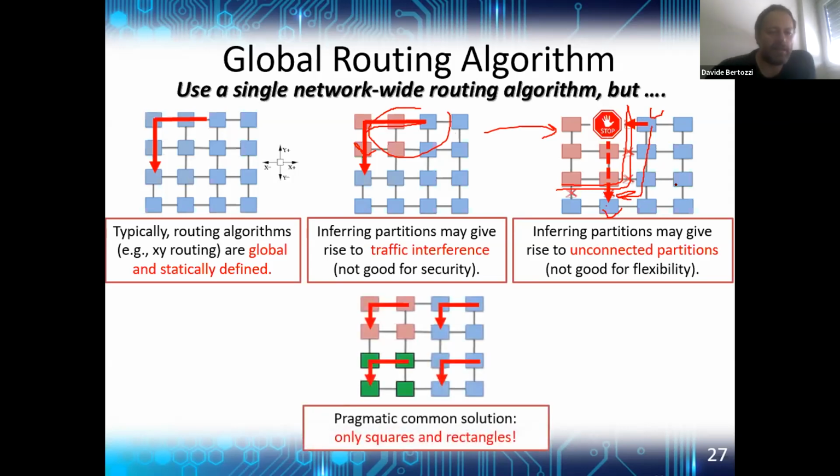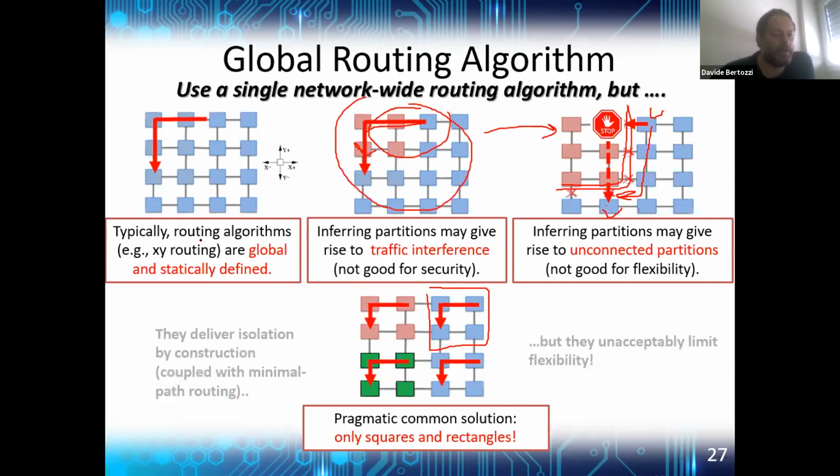Last but not least, there is a common pragmatic solution to all these problems. And this is what people that have done some research in this field typically assume. They assume as legal partition shapes only squares and rectangles, because this makes life simpler. Because if you use squares and rectangles, they are perfectly compatible with the X and Y routing. Therefore, by construction, all the routing paths will be contained within their respective partition shapes. There is no situation like this that may happen.